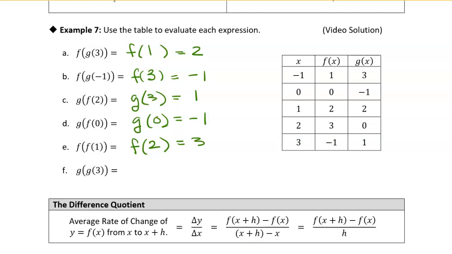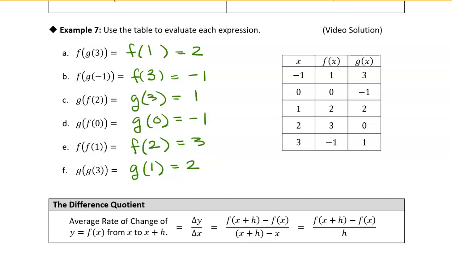And here we're composing g with itself, so let's work from the inside out. g of g of 3: when x is 3, g is 1, and then we just need to evaluate g of 1. So when x is 1, g is 2. So g of g of 3 is 2.